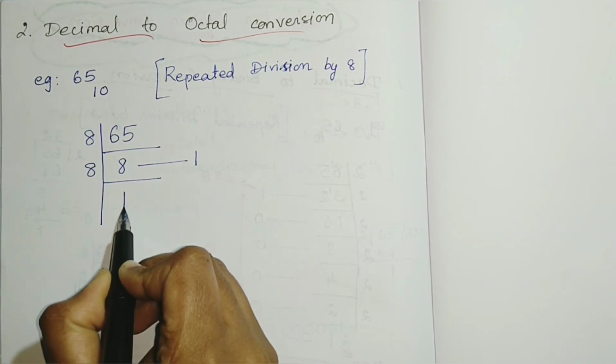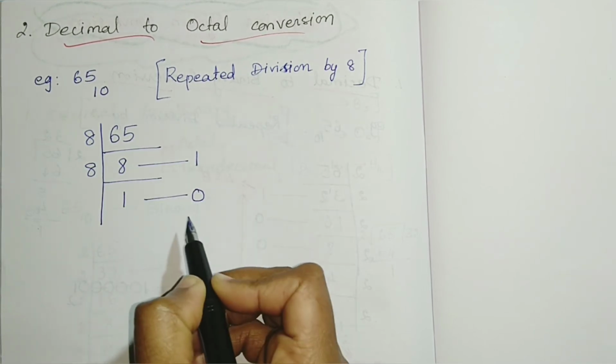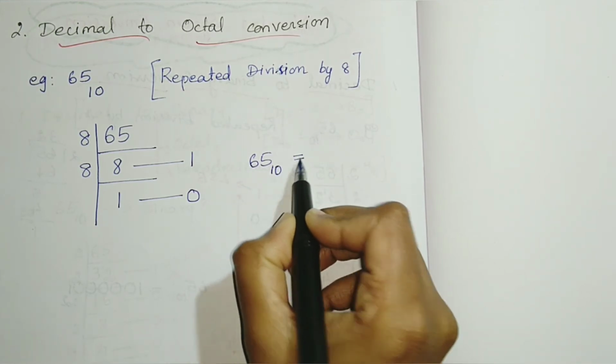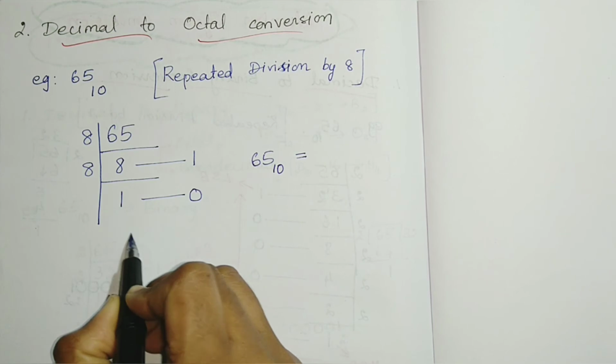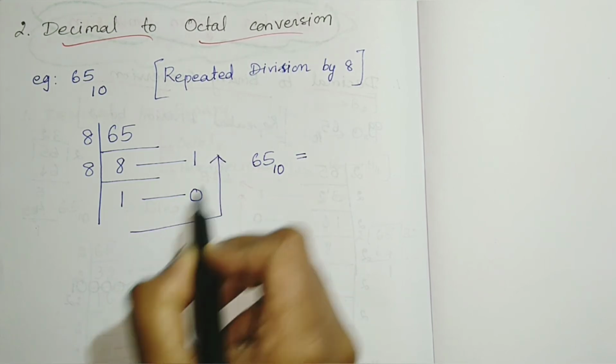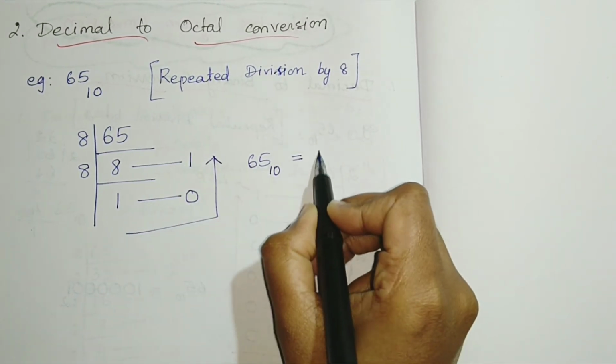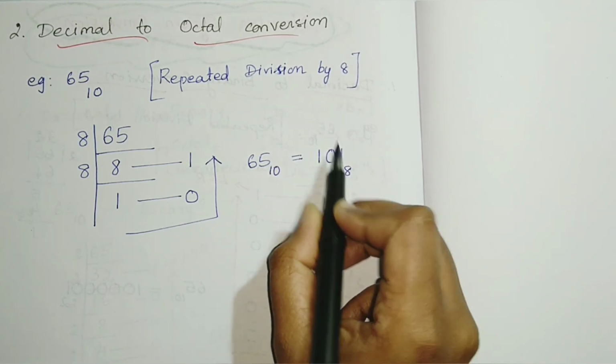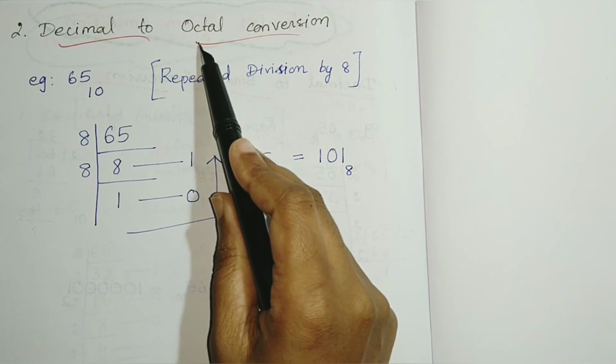8 1s are 8 and the remainder is 0. So for the given decimal number 65, the octal value is 101. From bottom to top you should write 101. So that is 101 base 8. This is the octal number for the given decimal value.